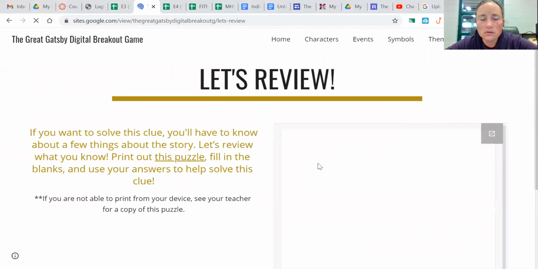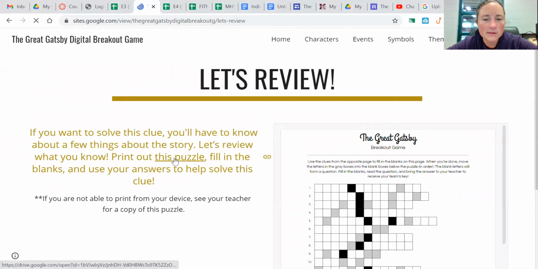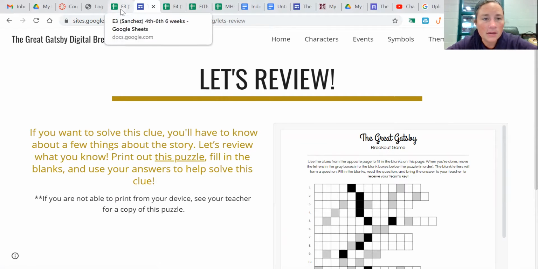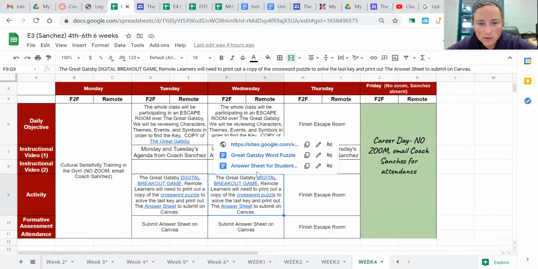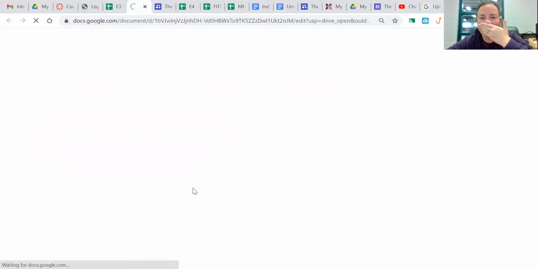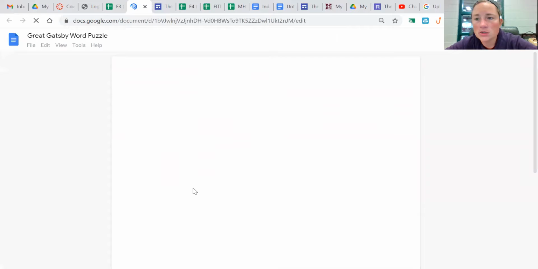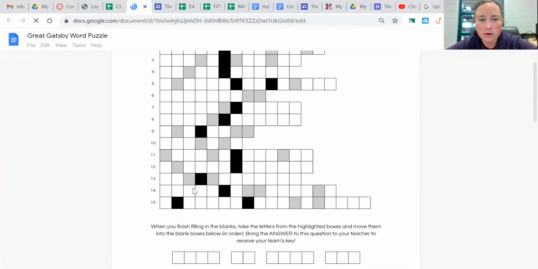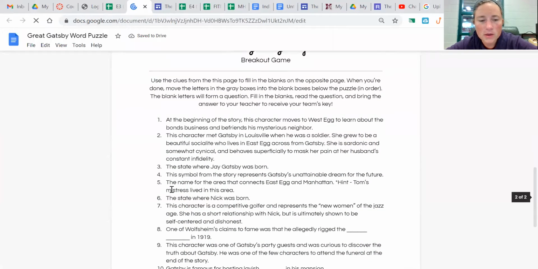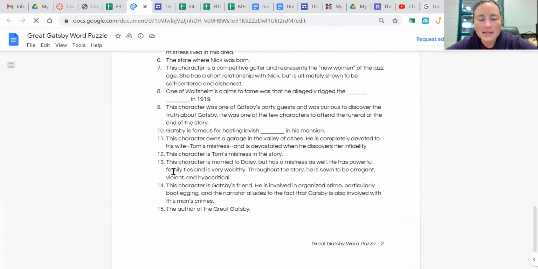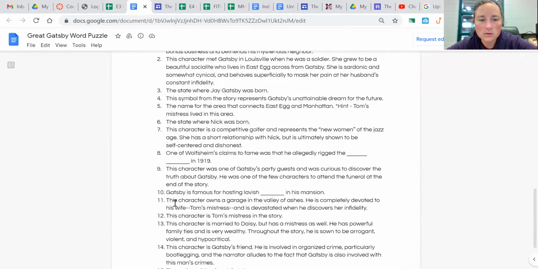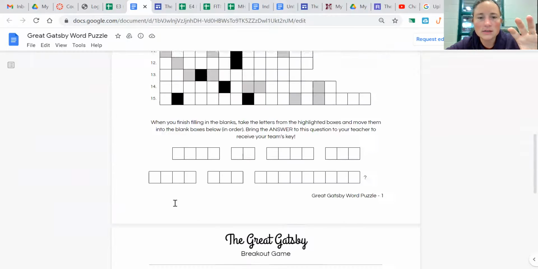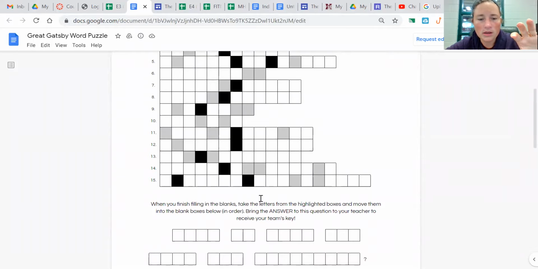Okay, the review goes with the puzzle, okay? And I linked that to the agenda. If you can print it out, great, print it out. But if not, there's a crossword puzzle here. You can write down the answer on a scrap piece of paper, just like I told you before. The questions are here. So you have to answer the questions here, answer the questions and then fill in the crossword.